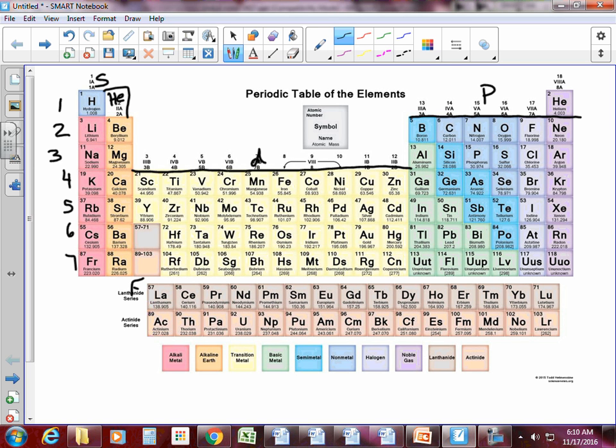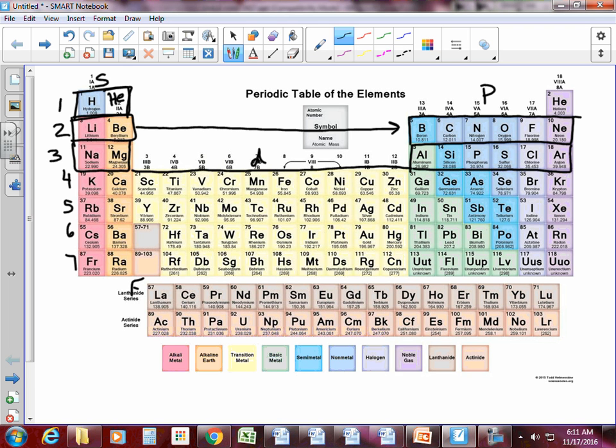So how does this work? If I start at hydrogen always, I have 1s, since there's 2, 1s2. Then I'm at the end, so I go down to 2s2, then I go all the way over to 2p6, then 3s2. If I go all the way over, 3p6.